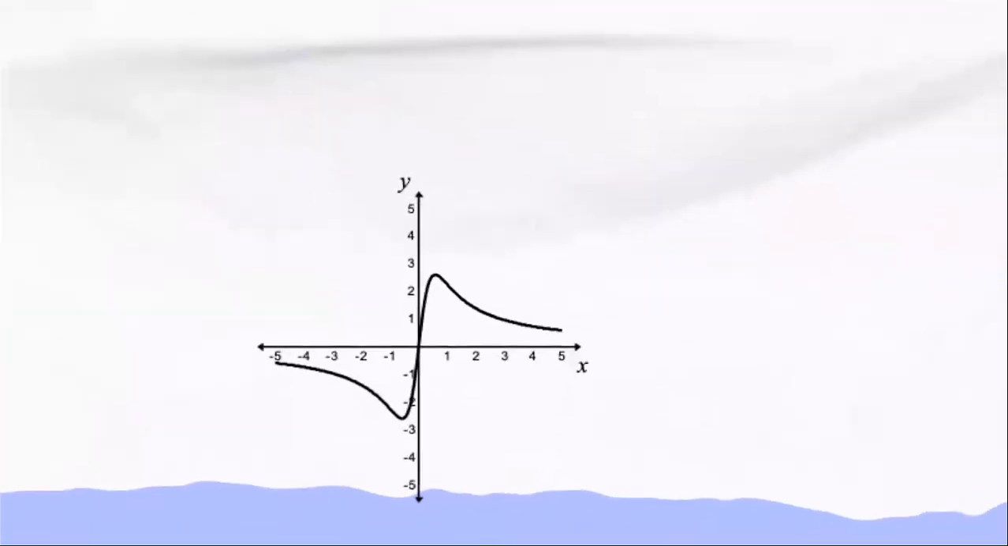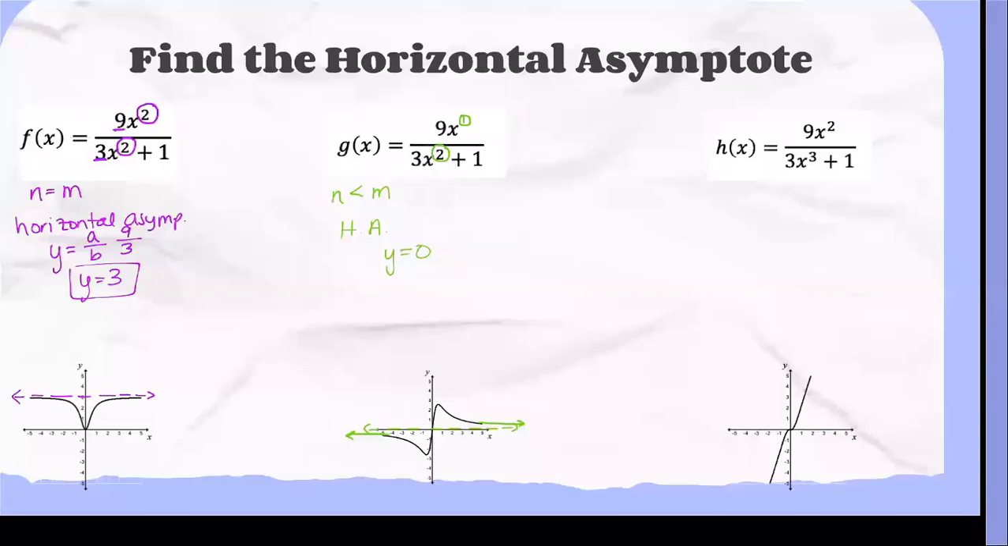And we can see this is one of those cases where this is my horizontal asymptote. It does look like the graph is crossing it, right? But eventually, as it goes to infinity and negative infinity, it's going to flatten out against that horizontal asymptote.